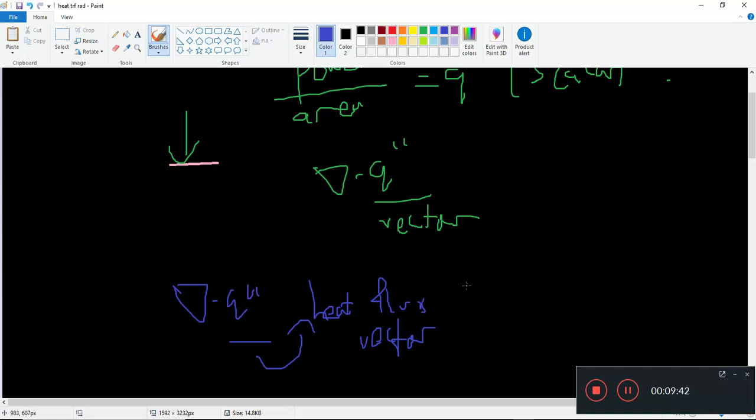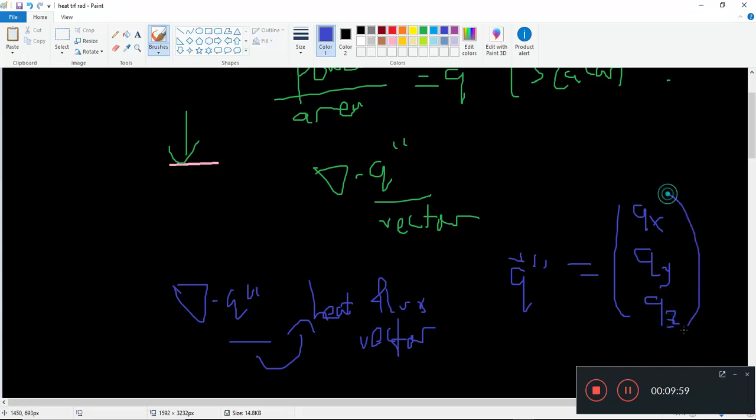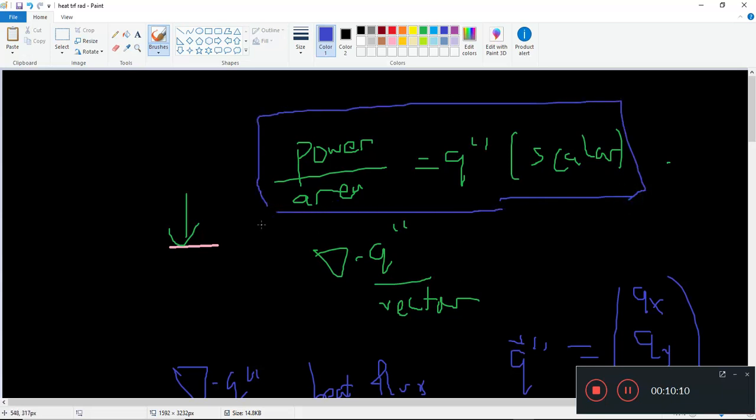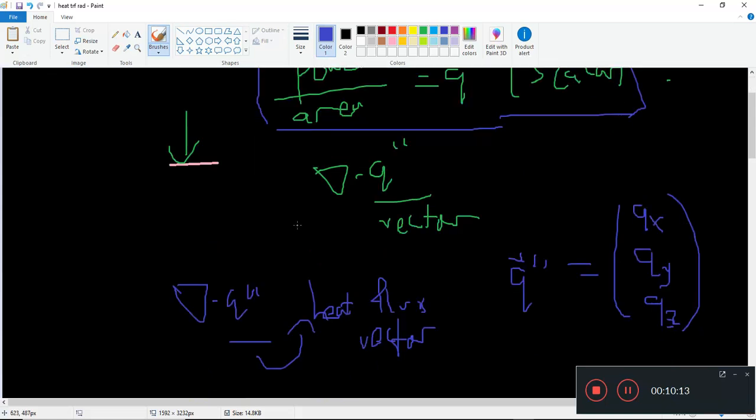So in Cartesian coordinates, the heat flux vector, which I will denote like this, you will have qx, qy, and qz. So there are different heat flux components, whereas this is the scalar. So we just want the power per unit area. So this is the final answer we get, which is a scalar, right? So that's the scalar, and this is a vector. So how are these two related?